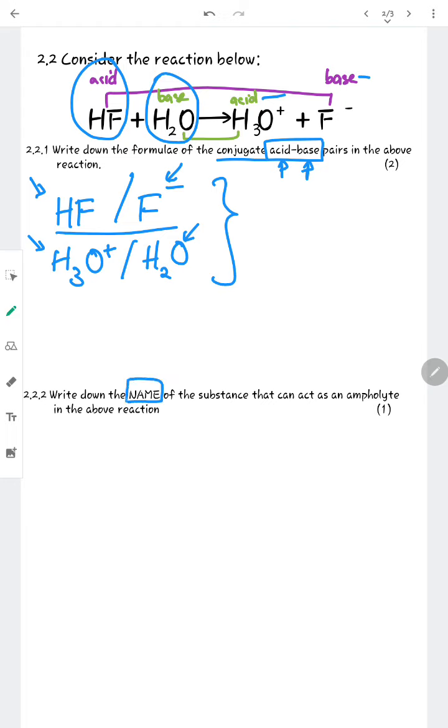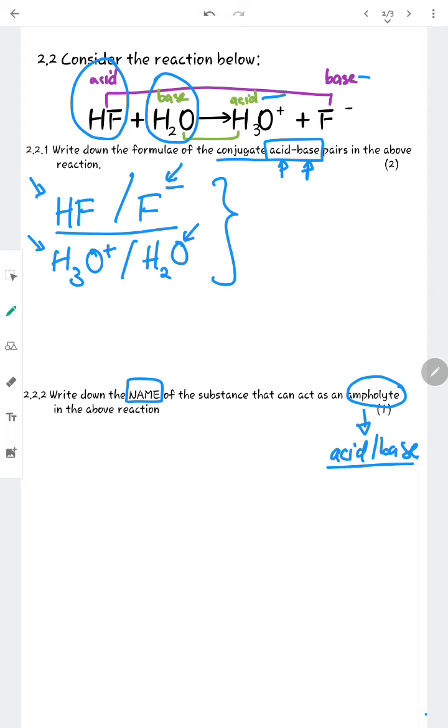Then the next question, they say write down the name, and as you can see it is in capitals, meaning it's important. Write down the name of the substance that can act as an ampholyte in the above reaction. An ampholyte, what is the definition of an ampholyte? A substance that can either be an acid or it can be a base. Always remember that when you are answering these very simple questions, don't just get caught up in not paying attention. An ampholyte acts as both an acid and a base.